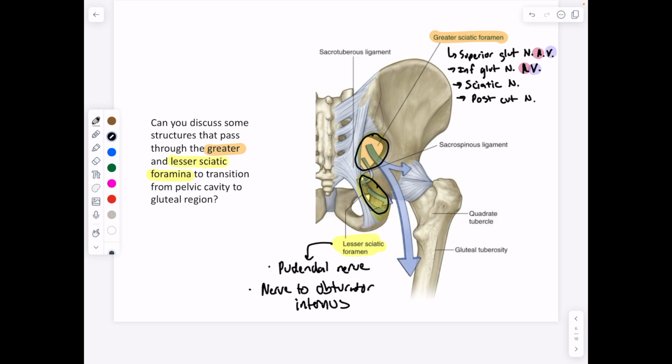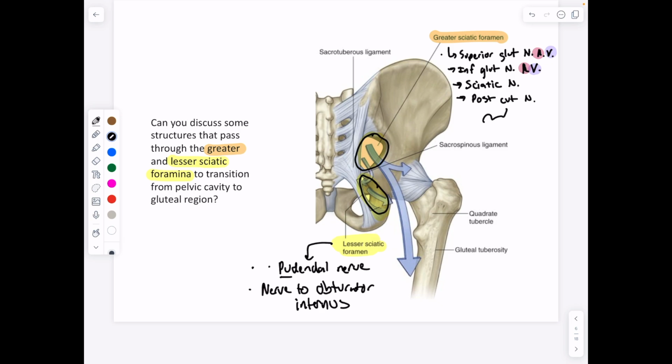All right, so can you discuss structures that pass through the greater and lesser sciatic foramina? So the greater sciatic foramen, we have the superior gluteal nerve, artery, and vein, the inferior gluteal nerve, artery, and vein, the sciatic nerve, the posterior cutaneous nerve. So basically everything from our sacral plexus, and then we have our pudendal nerve, which we said again was for sphincters. We're not really concerned with that so much, but poo, right? Poo, sphincter, butthole. Easy to remember that.